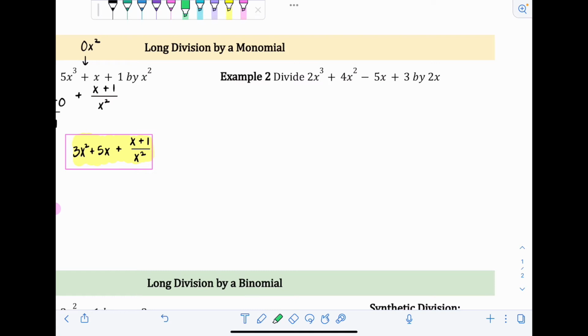This one, if we look at our highest power, it's 3. I don't need to add a placeholder for x to the fourth because I never have to go up by a power. I just have to make sure that I go 3, 2, 1, and then the constant. So I don't need to put any zeros in for this one, which is kind of nice. Okay, so inside will be 2x cubed plus 4x squared minus 5x plus 3, and then we're dividing by 2x, so that goes on the outside left.